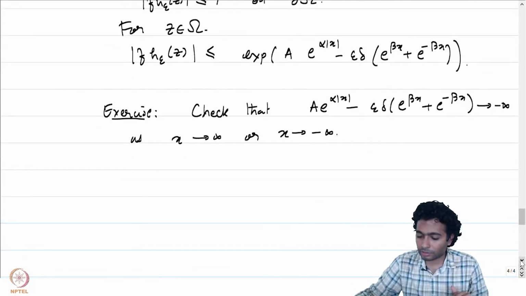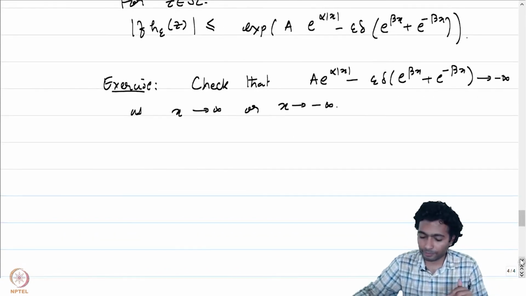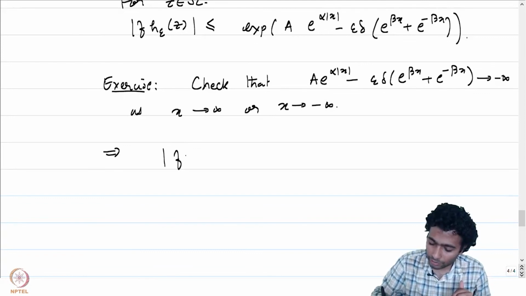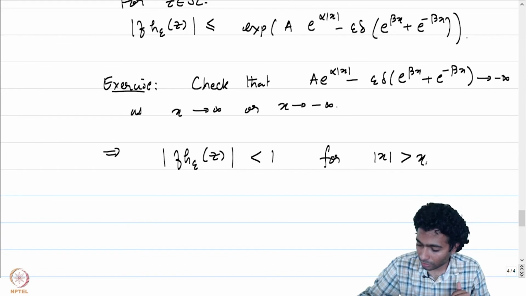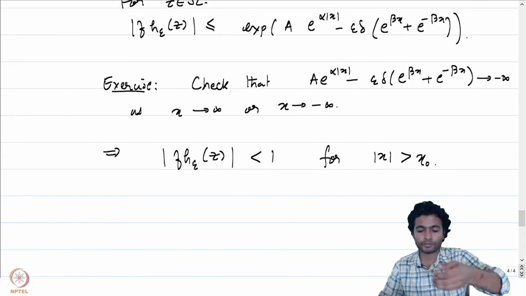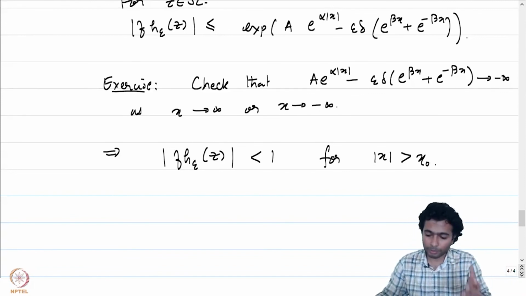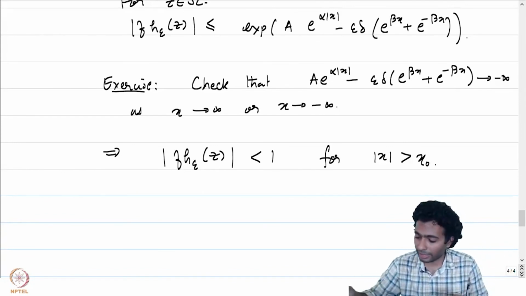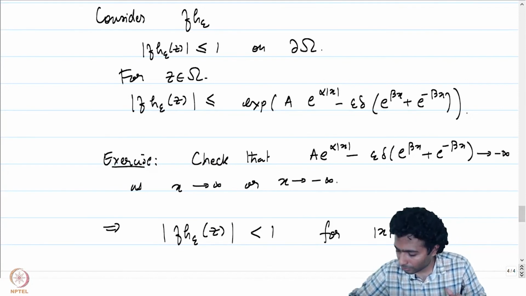But that's good, because the moment the exponent is going to minus infinity as x goes to infinity, what do we have? This implies that the absolute value of f h epsilon of z is going to be less than 1 for mod x greater than x naught, because as x goes to infinity, the exponent is going to minus infinity, and therefore the absolute value of f h epsilon of z is going to come down to 0. So at some point of time, it will be less than 1, and let that be captured by mod x greater than or equal to x naught.